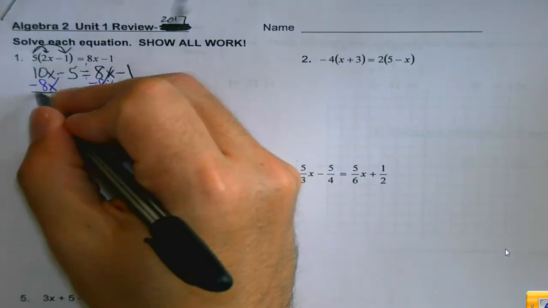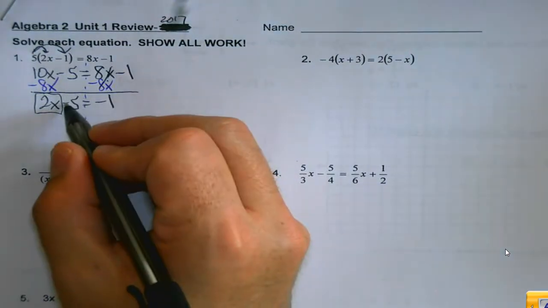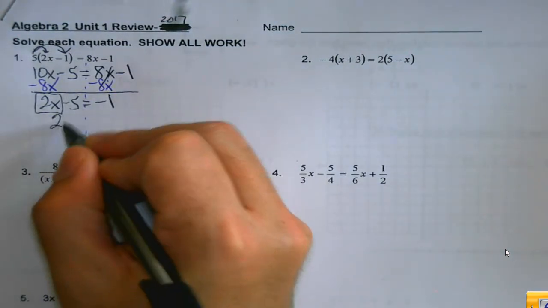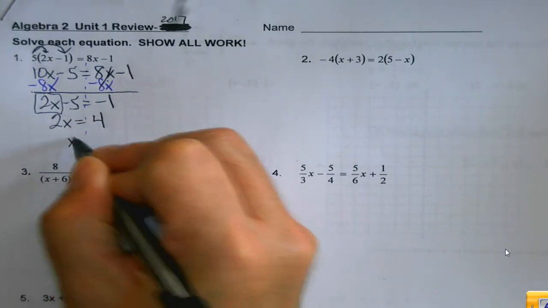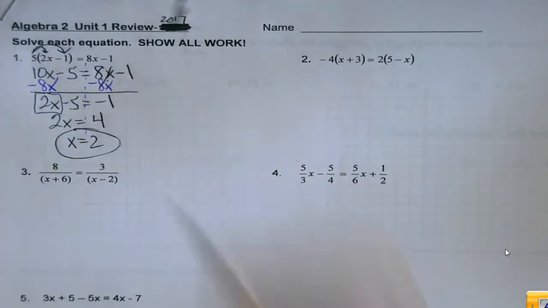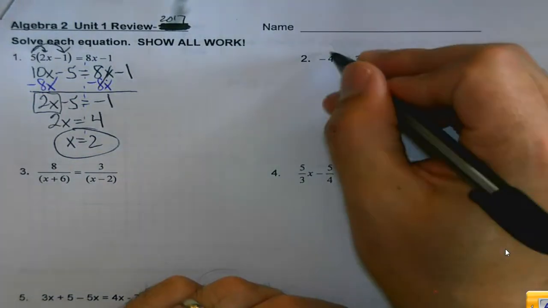And then again, it just becomes, can I get my x by itself? What's the opposite of minusing 5? Well, it's the plus 5. And then I divide by 2. Okay, not bad. Not bad at all. And so as I go through these, there's just going to be a few little differences to see if you're really locked into what's going on here.